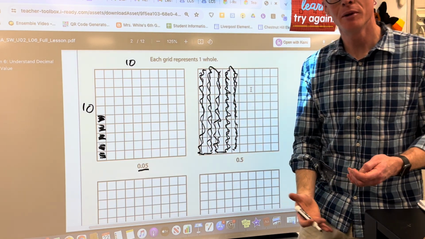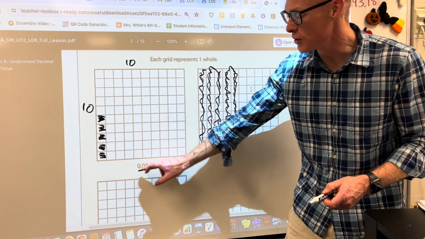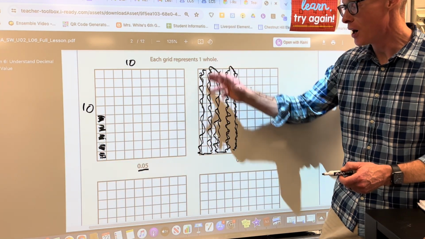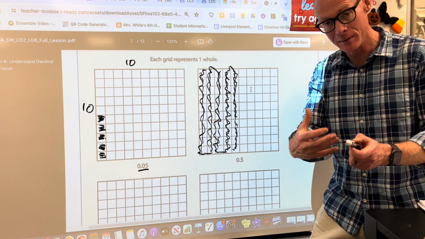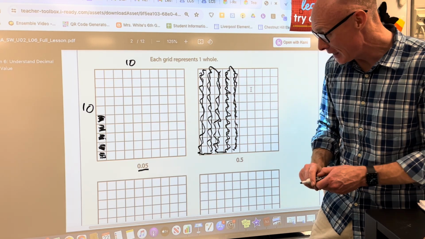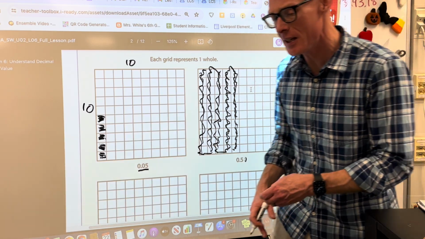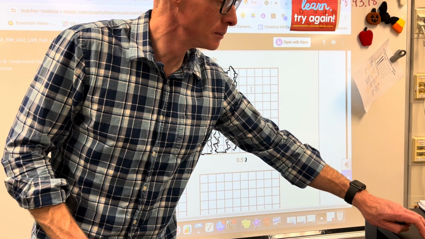So I want you to notice a couple of things. 5/100ths is just 5 of those little units. 5/10ths are 5 of the groups of 10, or 50 of those 100th units. Let's slide down. Look at the next part.